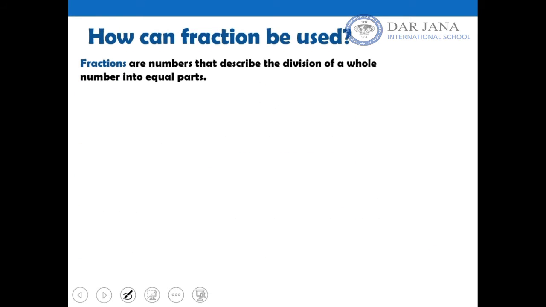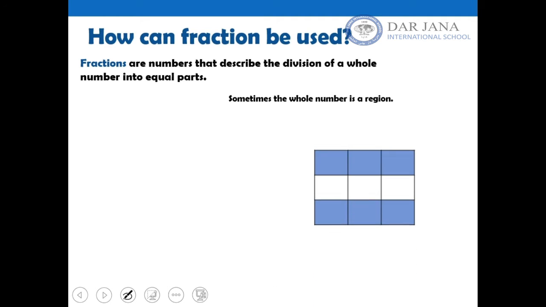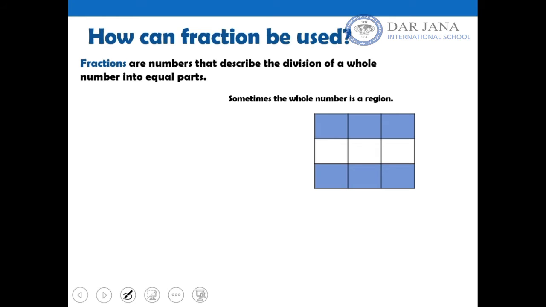But first, let's see how we can use fractions. Fractions are the numbers that describe the division of a whole, like we said, into equal parts. Sometimes the whole is a region, like this one here. I'm dividing it into equal parts: 1, 2, 3, 4, 5, 6, 7, 8, 9. Sorry, there are 9 equal parts. So the whole region is divided into 9 equal parts. This means, guys, that the denominator has to be 9 in all the answers.